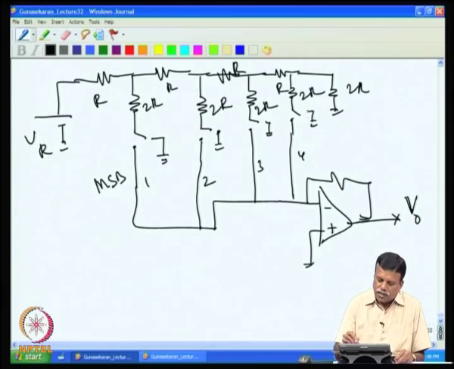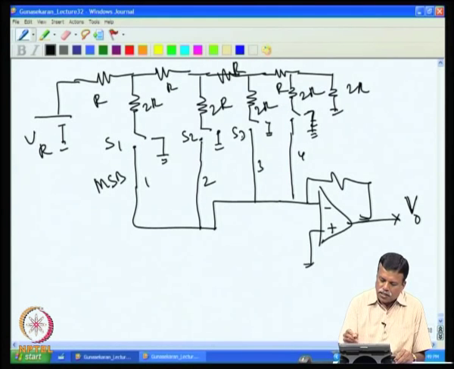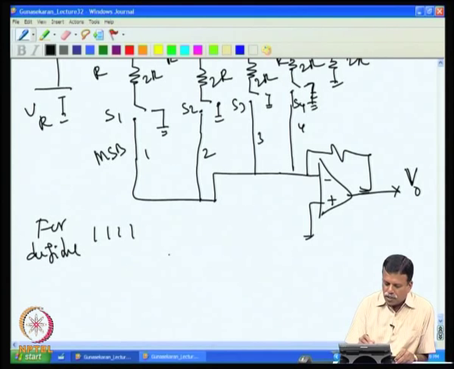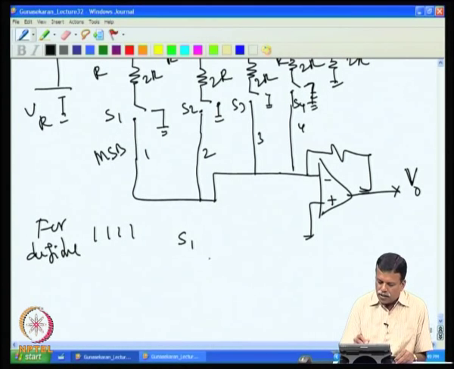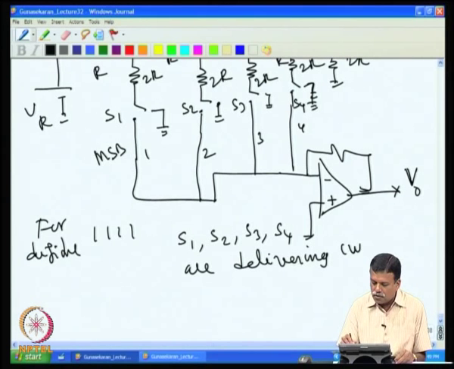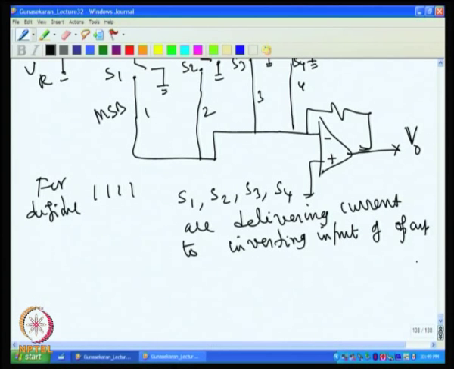Now, if you see, these are all grounded. So, that is S1, I will put it as S1, S2, S3, S4. So, the condition would be like this for a digital input of say 1, 1, 1, 1, then the condition would be S1, S2, S3, S4, all delivering current to the inverting input of the op amp. For example, on the other condition, if I take a 0 0 0 0 digital input.